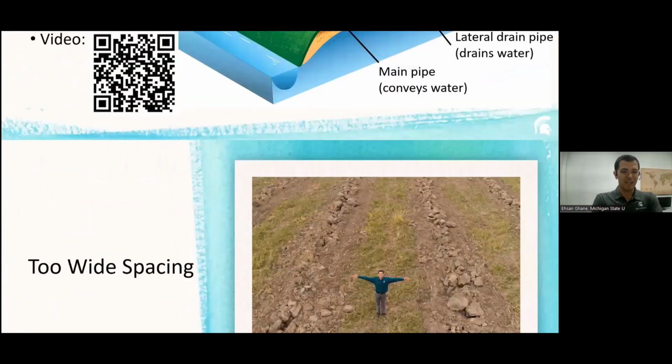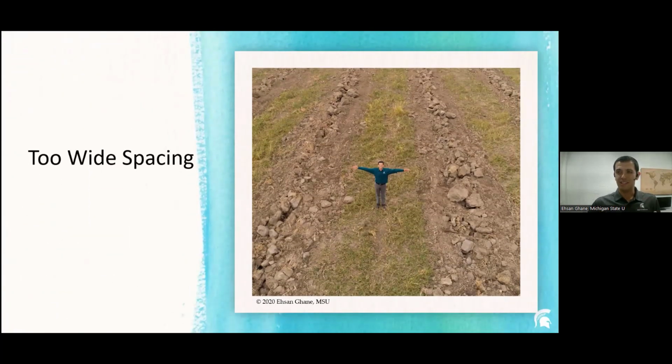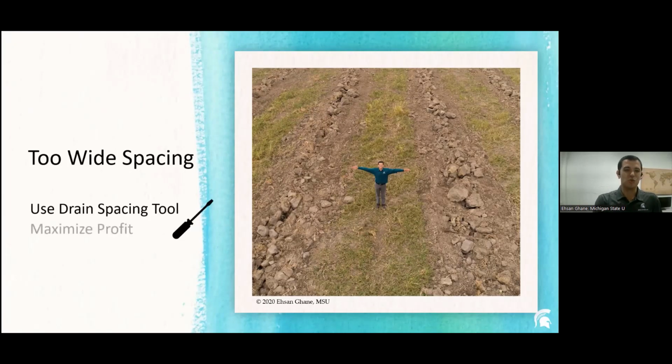Another one is you may have the spacing too wide. But how would you know what spacing is good? We at Michigan State have a drain spacing tool that will tell you the drain spacing that will maximize profit. That's all we care about here: we want to maximize the profit so that we get the best return on investment with that tool. Also, you don't want to go too narrow. So the solution to all of these underperformance issues is not just going narrow. There are some cases where you could do other things, but you really need to check. This is a very user-friendly tool. Anybody can use this. It's very easy. It's online.